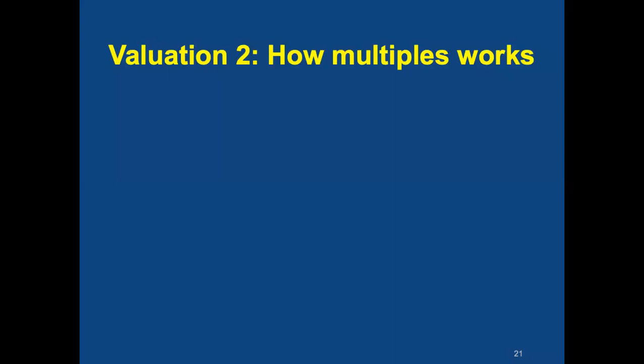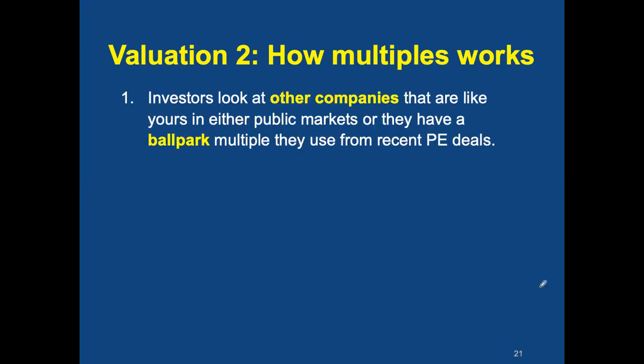So if you ever get a private equity investor, they'll be hounding you every month or at least every quarter for your financial statements, because they want to constantly be evaluating the value of your business. And how do they do that? Well, it's pretty straightforward. First, investors look at other companies that are like your company, either in a public market or they have some ballpark multiple that they use from a recent private equity deal they have done. I'll give you an example in a minute.